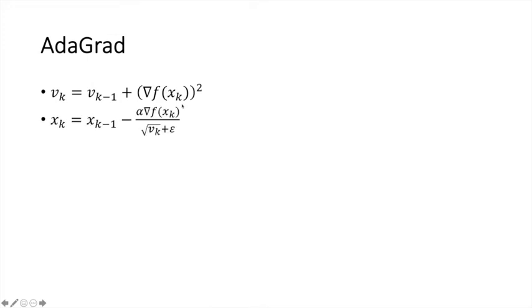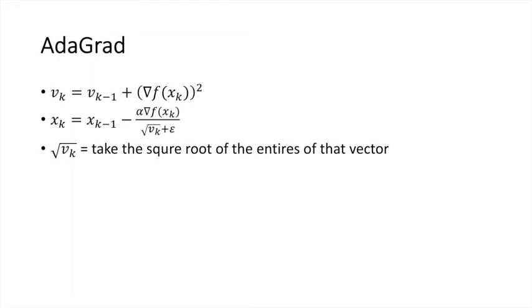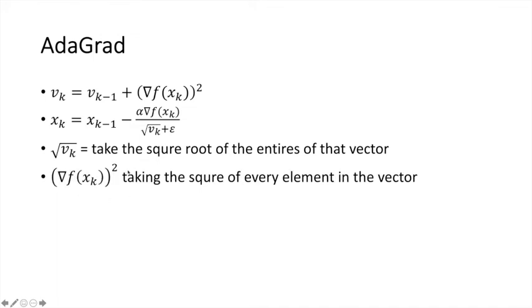Another variant of the gradient descent algorithm is AdaGrad. vk is equal to vk minus 1 plus the gradient at location xk squared. xk is equal to xk minus 1 minus alpha multiplied by the gradient at location xk divided by the square root of vk plus epsilon. The square root of a vector means take the square root of the entries of that vector. Raising a vector to the power of 2 means taking the square of every element in the vector. And dividing a vector by a vector means divide element-wise. The reason we added the epsilon is to prevent dividing by 0.